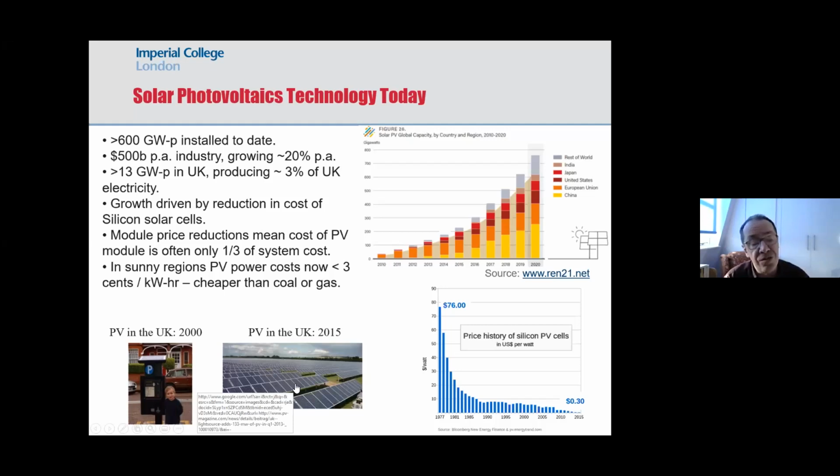We're now at the stage where if you put up a photovoltaic system, the cost of the solar modules is only a third of the cost of a system. And in many parts of the world now, if you want to generate electricity, solar photovoltaics is cheaper than either coal or gas. So in that sense, solar is already a success story. And you could argue silicon's already doing a fantastic job. Why do we need anything else?